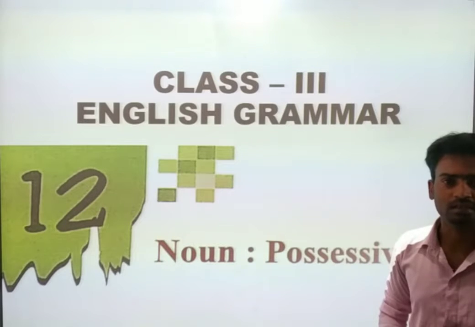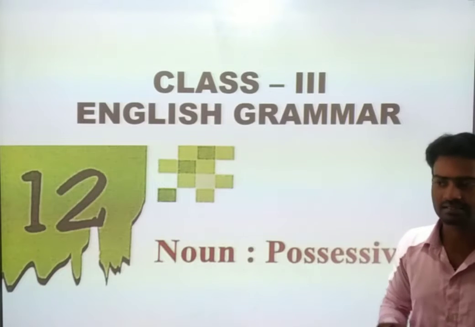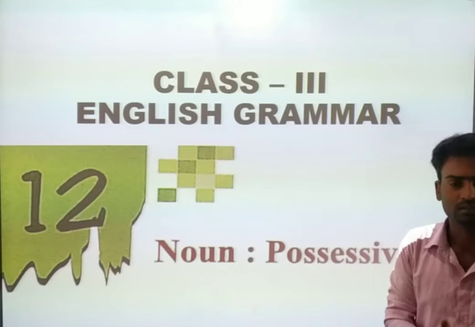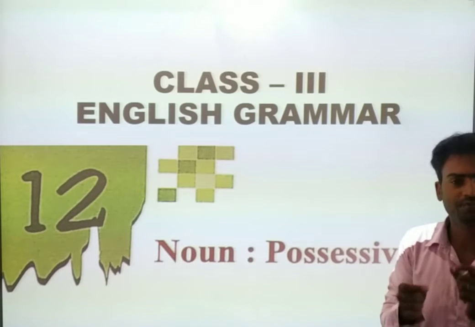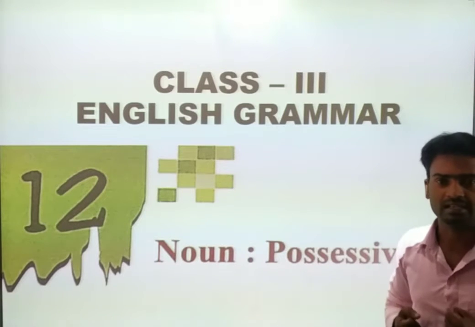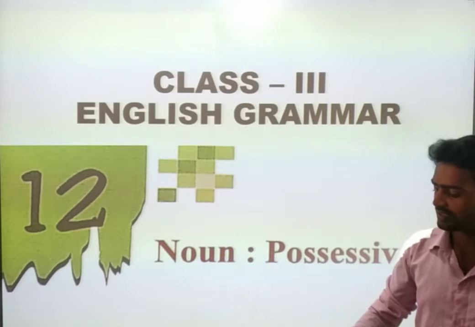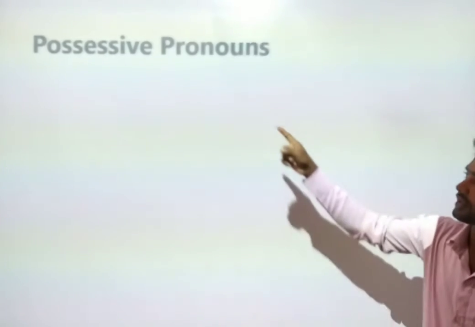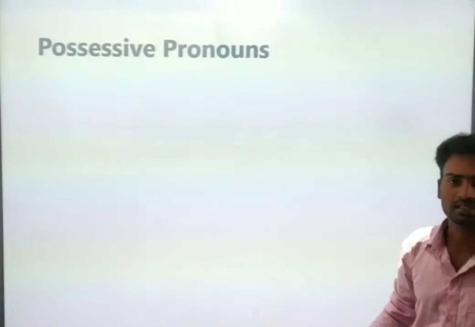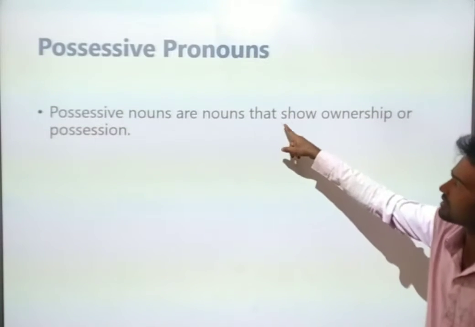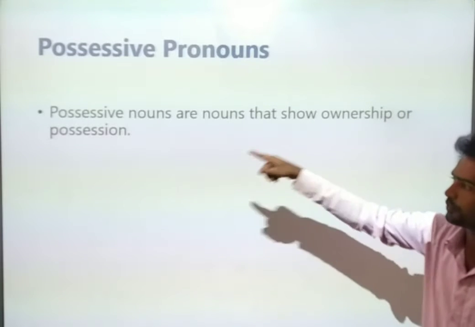When we speak about the possessive noun, possessive means it is mine, it is hers, it is his. So it belongs to someone. It shows ownership. If you say in Hindi, it is mera hai, or inka hai, or unka hai. So this is called possessive noun, right? Possessive nouns are nouns that show ownership or possession.